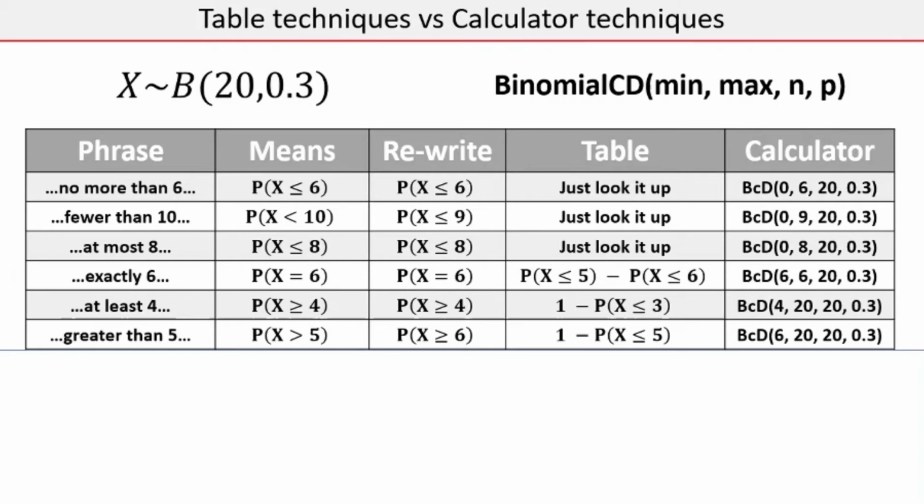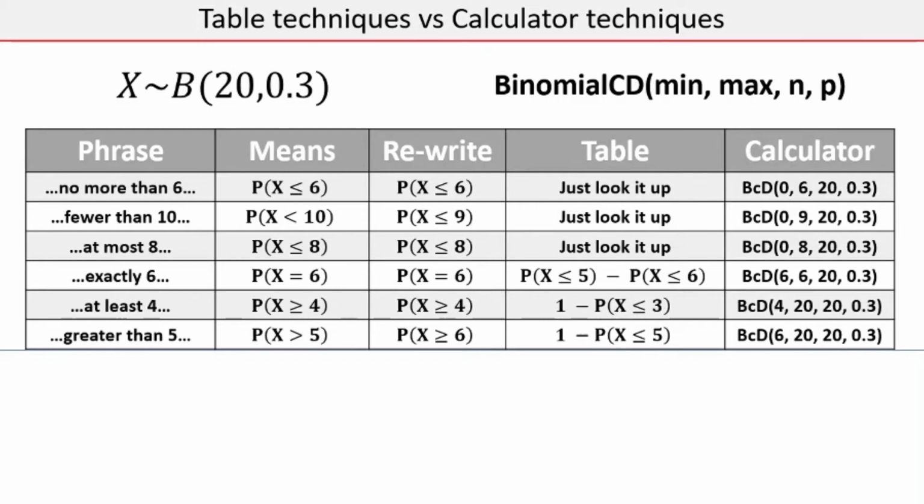Once again, this is not table ready. To use the tables, I'm going to need to rewrite this as 1 minus the probability x is less than or equal to 5. This can be looked up and subtracted away from 1. But if you're using your calculator, it's not that much different. BCD, minimum I'm interested in is 6, maximum I'm interested in is 20, n is 20, p is 0.3.